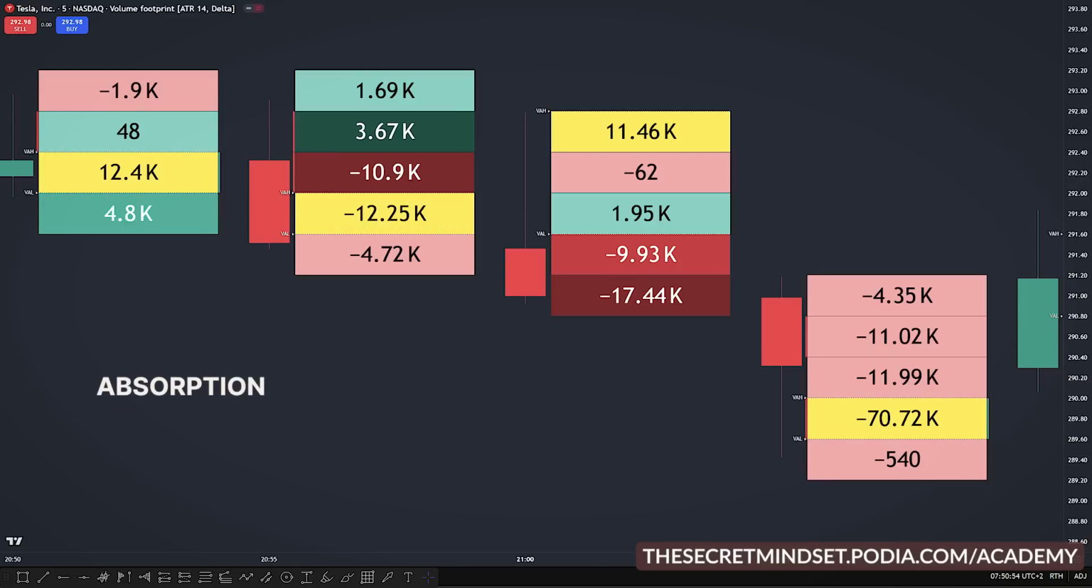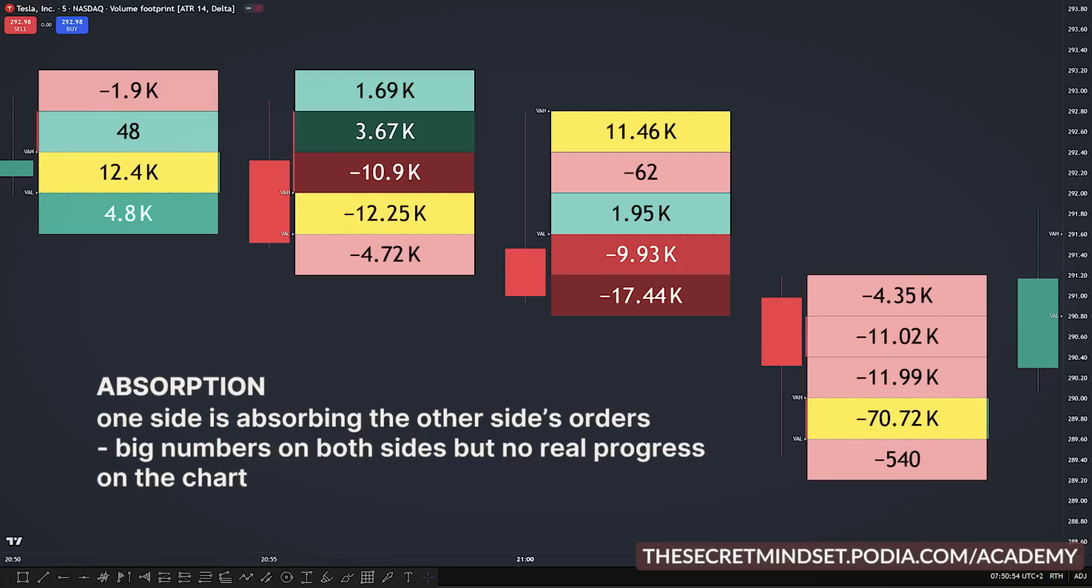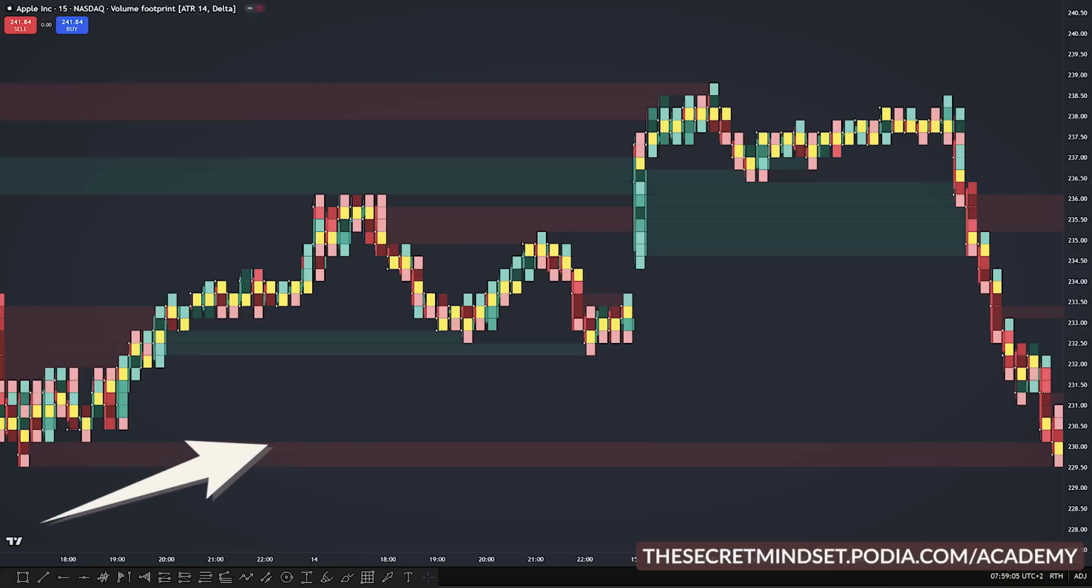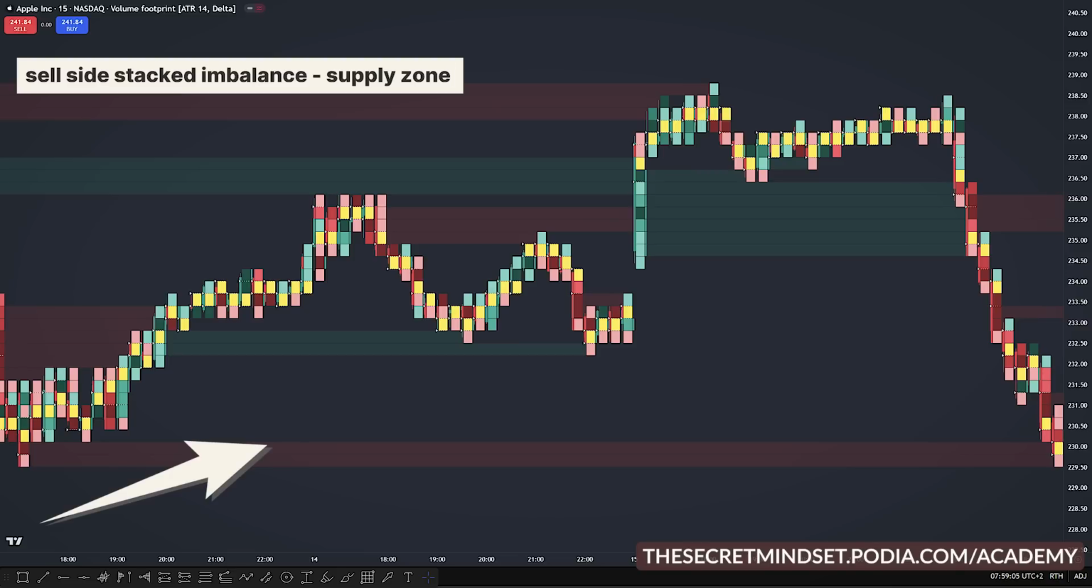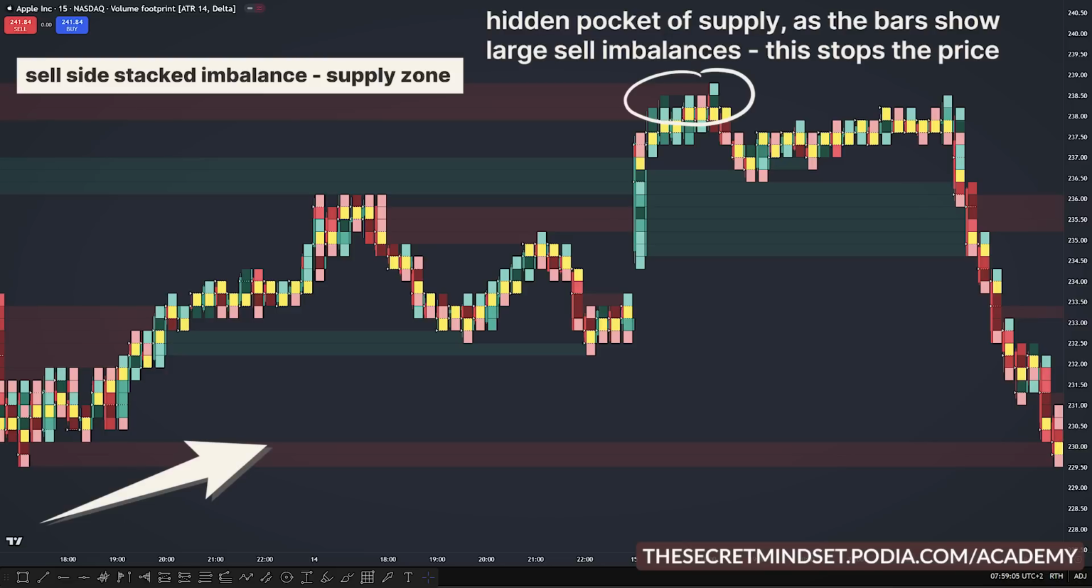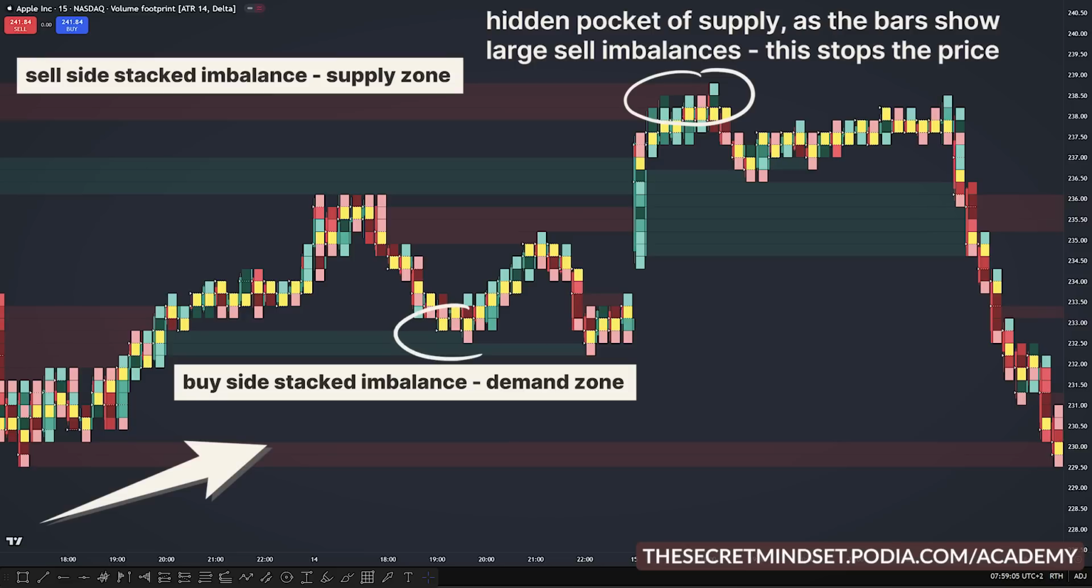At key turning points, footprints might show signs of absorption. Absorption means one side is absorbing the other side's orders. That can appear on the footprint if you see big numbers on both sides, but no real progress upward. In an uptrend, a footprint might reveal hidden pockets of supply if the bars show large sell imbalances at certain levels. That might stop the move. The idea is to watch the actual fight between buyers and sellers. The footprint is a lens into the order flow.